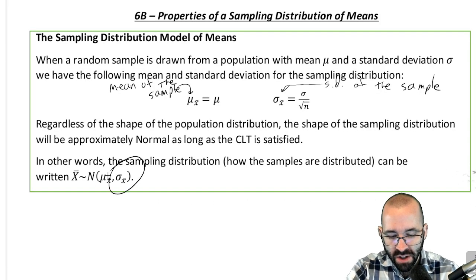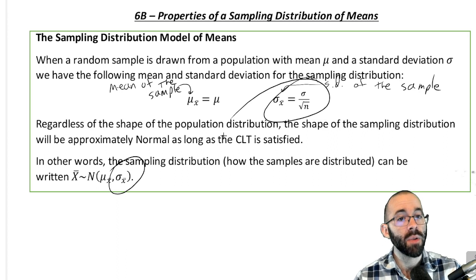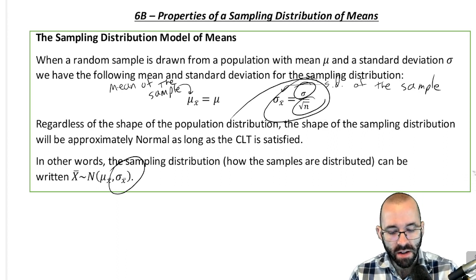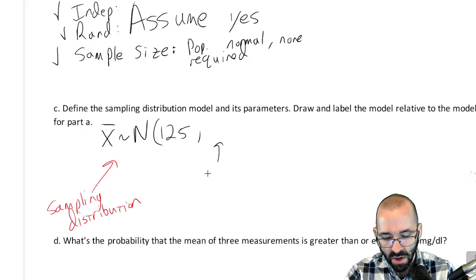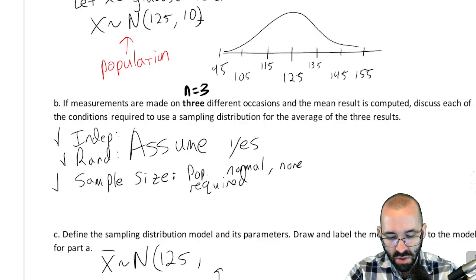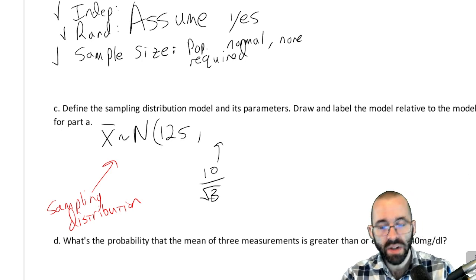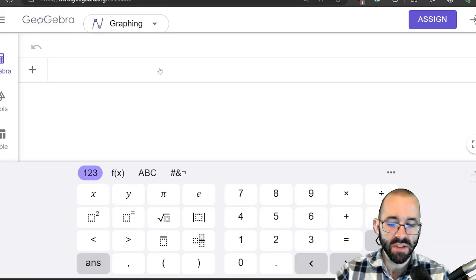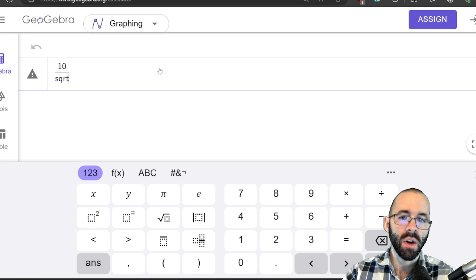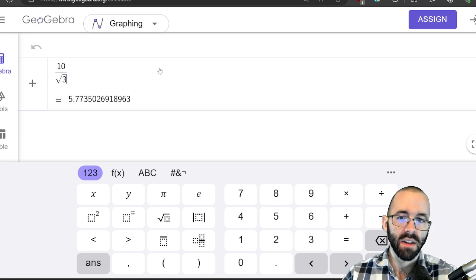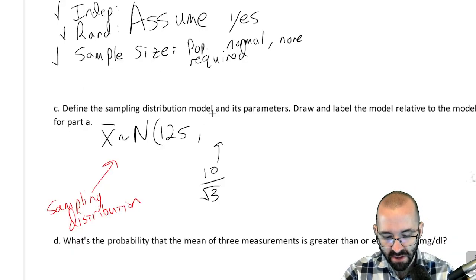And now we need the standard deviation of our sampling distribution. The standard deviation of our sampling distribution says that it should be the population standard deviation divided by the square root of our sample size. So this right here, we are population standard deviation, which is 10, divided by the square root of our sample size, which is 3. What is 10 divided by the square root of 3? We can use a calculator. You can use the slash for a fraction and SQRT with a parenthesis for a square root. We get about 5.7735.